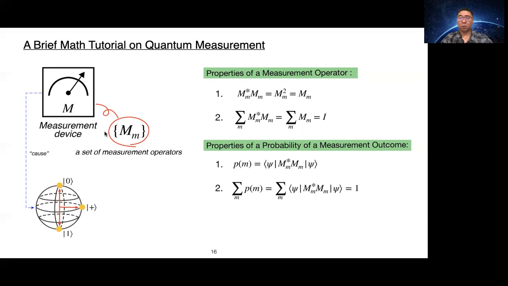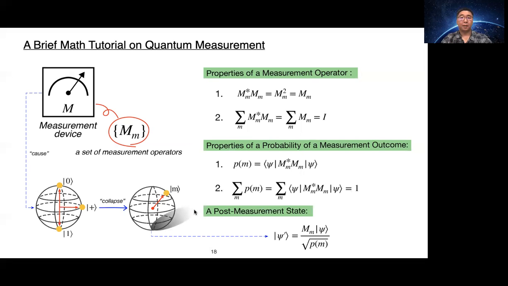Quantum measurement causes a change of the states. After the measurement, the given state collapses to a post-measurement state. How can it compute the post-measurement state? We can compute the post-measurement state as follows. It is equal to the projection of the measurement operator on the quantum state over the square root of the probability of the measurement outcome.